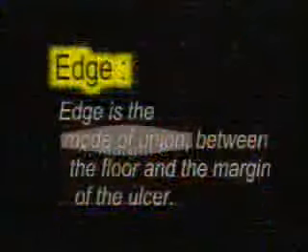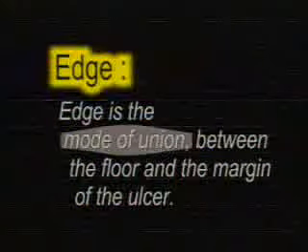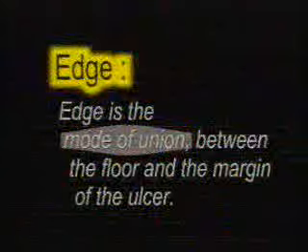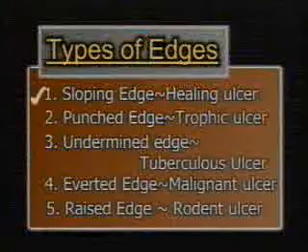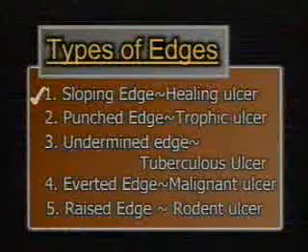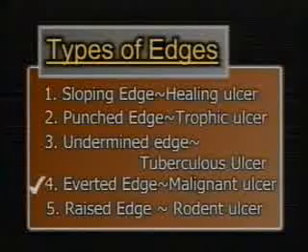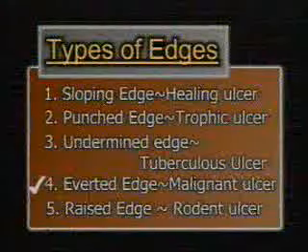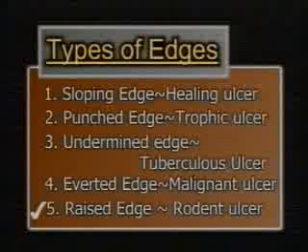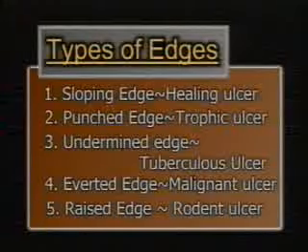Edge is the mode of union between the floor and the margin of the ulcer. So it has thickness, a 3rd dimension, and it can be inspected as well as palpated. There are 5 types of edges. Sloping edge of a healing ulcer, punched edge of a trophic ulcer, undermined edge of a tuberculous ulcer, raised and everted edge of a malignant ulcer, and raised but not everted edge of a rodent ulcer. Now let us inspect the 5 types of ulcer edges.